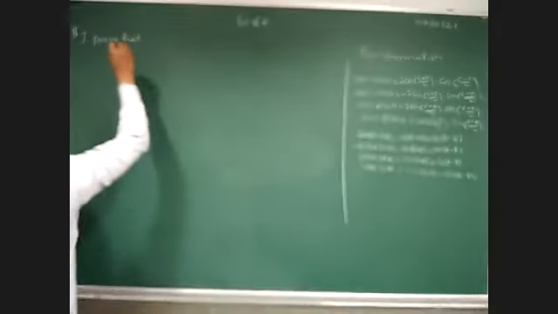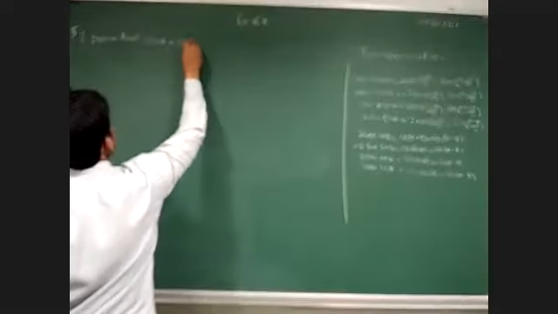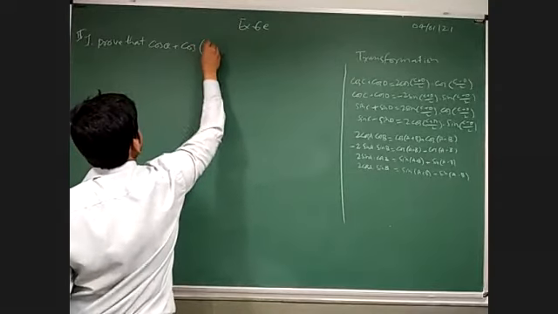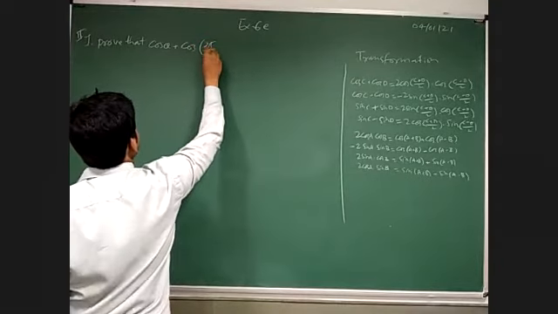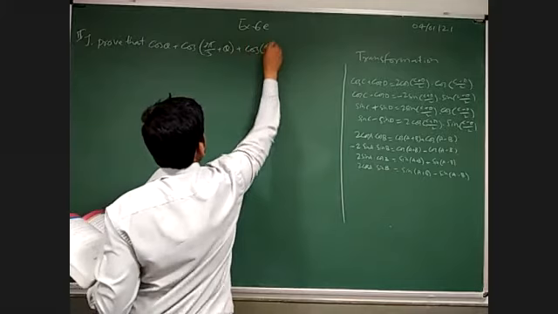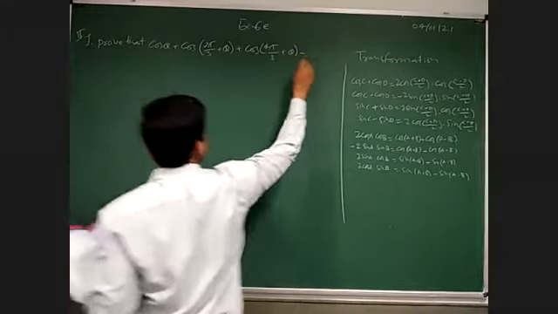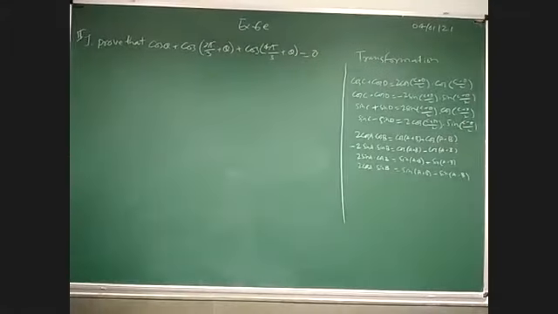Okay. Here we are going to start the Roman 2 questions. So the first question of Roman 2: prove that cos theta plus cos (2 pi by 3 plus theta) plus cos (4 pi by 3 plus theta) is equal to 0. Okay, so we have to prove this here.